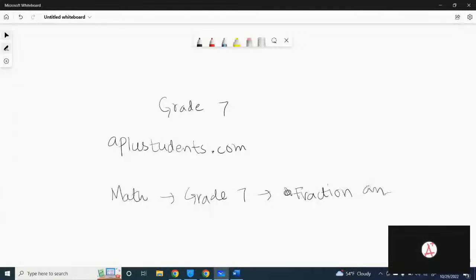So basically we are already working on the chapter. So the topic we're going to start with is fractions and mixed numbers, and the lesson is round mixed numbers.